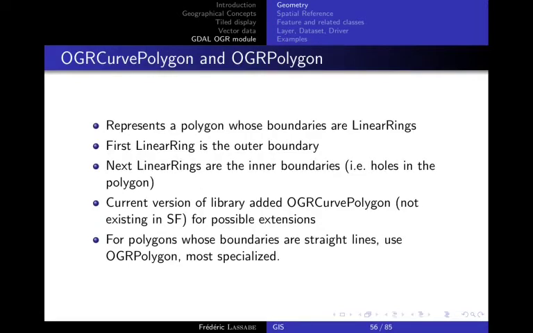Then OGR curve polygon and OGR polygon are children of surface. They represent polygons whose boundaries are linear rings and which can contain holes. So the first linear ring is the outer boundary. The next linear rings are the inner boundaries. So if you have holes in the polygon, you have more than one linear ring which defines the other boundaries.